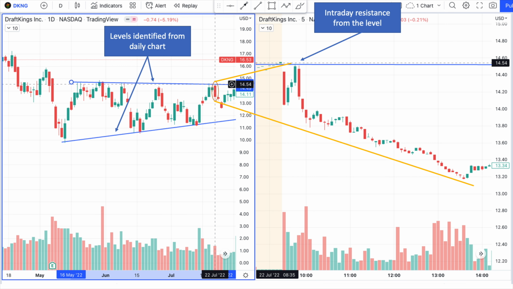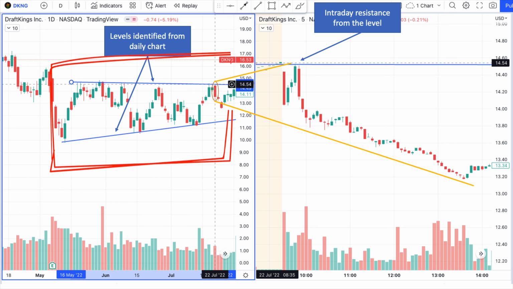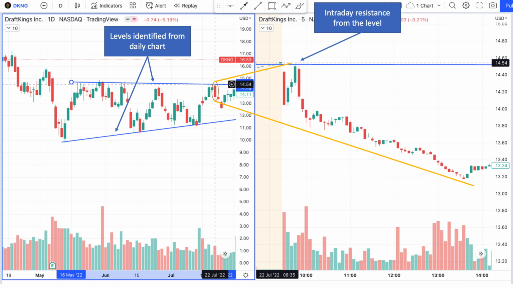See example here. From the daily chart on the left, we saw the price moving between a range marked by blue lines. On July 22nd, we see that DKNG is trading close to the top line, and this level could act as resistance. Then we move to the 5-minute chart on the right and see that the price did bounce off that level and moved all the way down. One could consider this as a significant resistance level and play a trade on the short side.